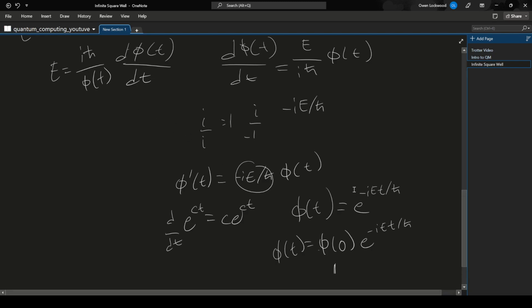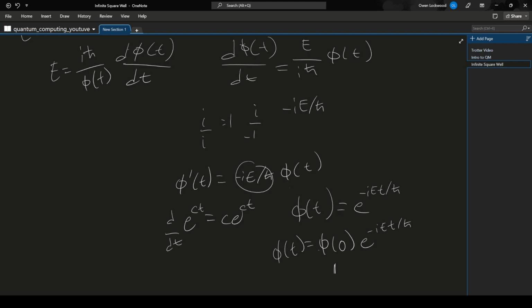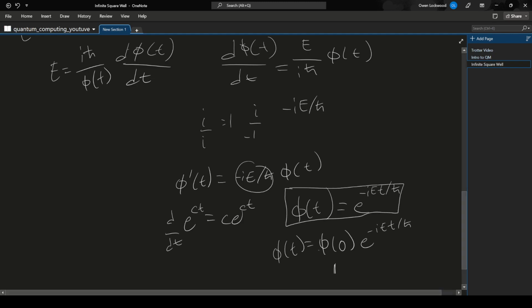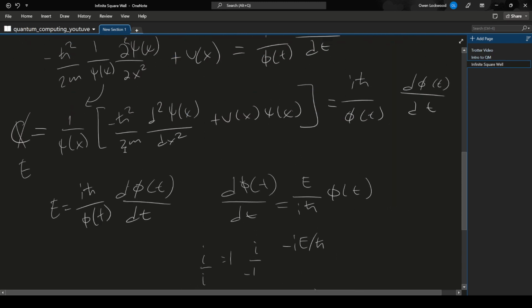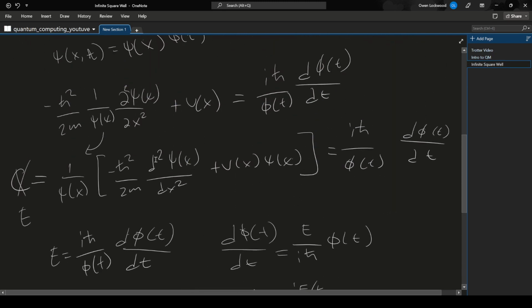So moving on, I'll just circle this, as we just solved it. We solved the Schrodinger equation for time. This is the solution. Now we have what's called the time-independent Schrodinger equation up above, which is basically this section right here. And now we want to solve it.